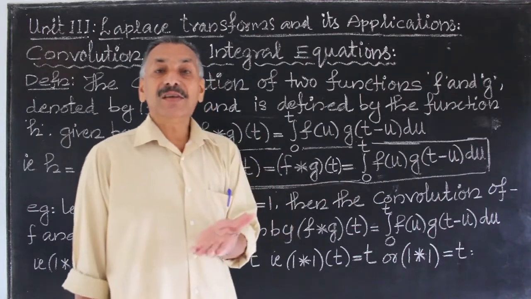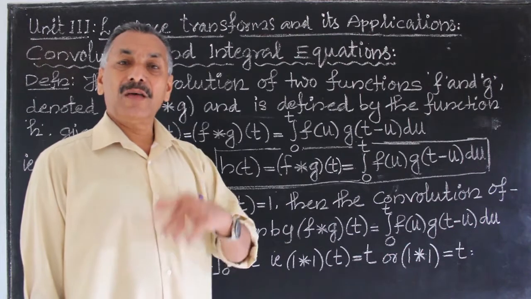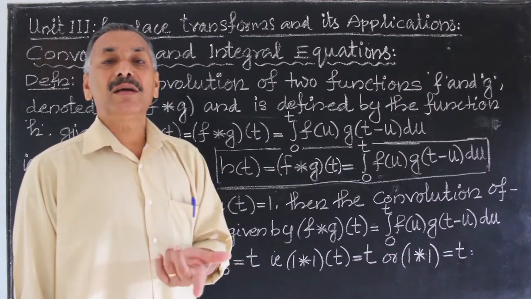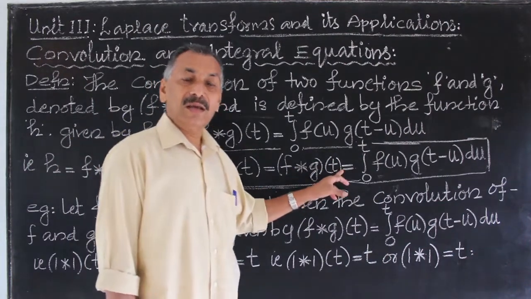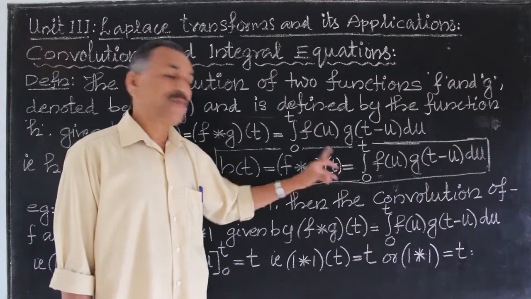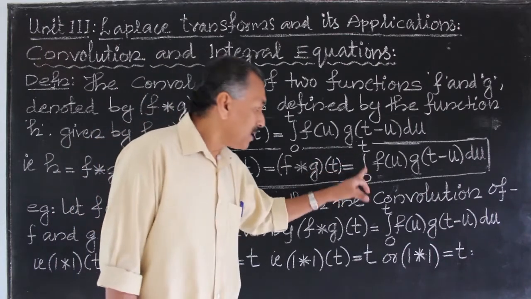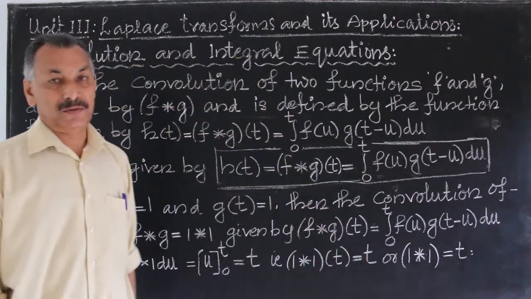A function f is defined, for example, by f of t equal to t squared plus 2t plus 1, like f of x equal to x squared minus x. Similarly here, f and g are functions, and f star g is also a function. f star g of t equals integral from 0 to t of f of u g of t minus u du.